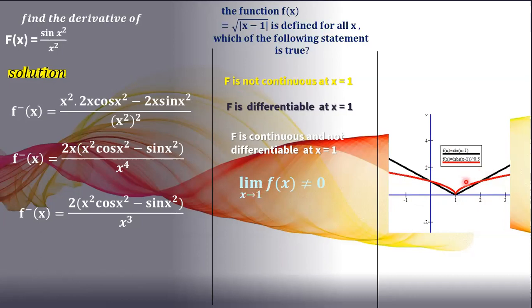What about differentiability? The red one and the black one are not differentiable because the right derivative is not equal to the left derivative. The right derivative is positive, the left derivative is negative, so it's not differentiable. So the right statement is C. Okay.